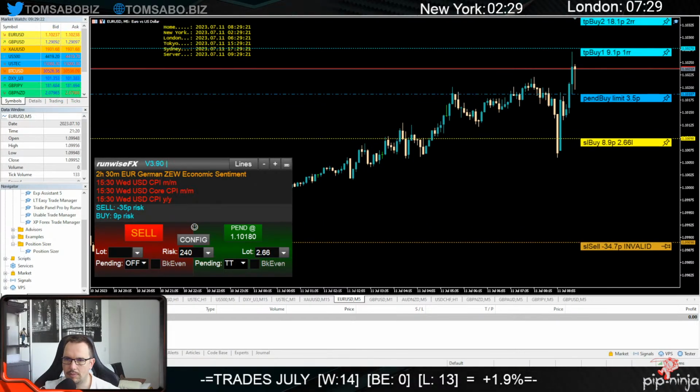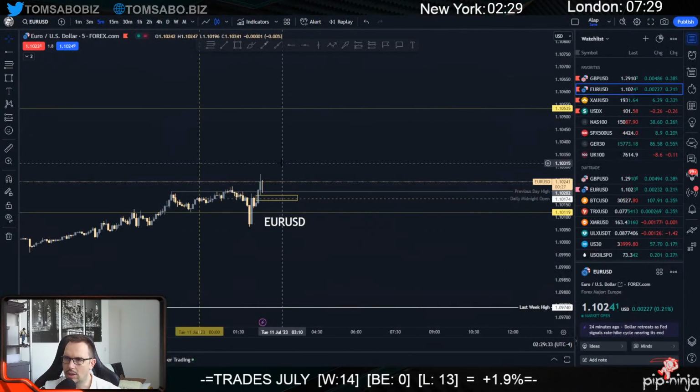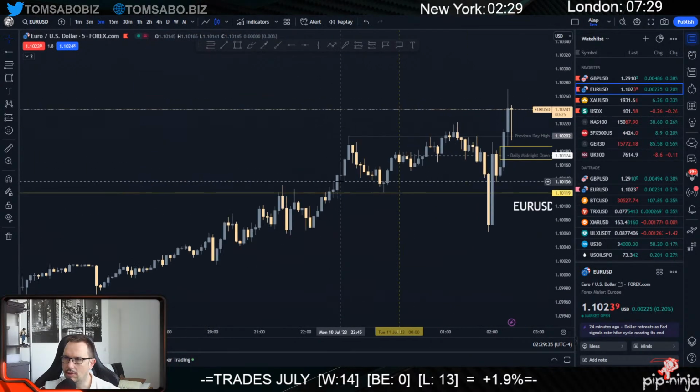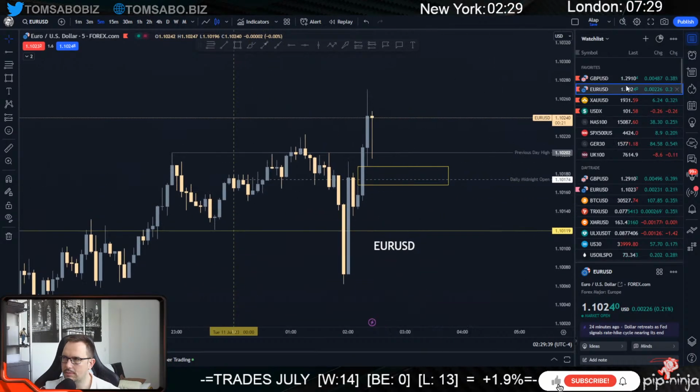Not that I'm too much all over the place for going long, but this fair value gap would serve me in the purpose of going higher with the euro. But that's it for now. Okay. Most likely we're not even going to go down again into this fair value gap on the euro.